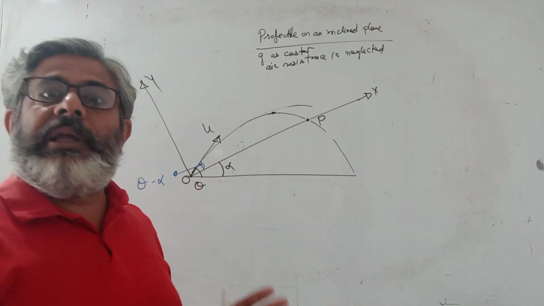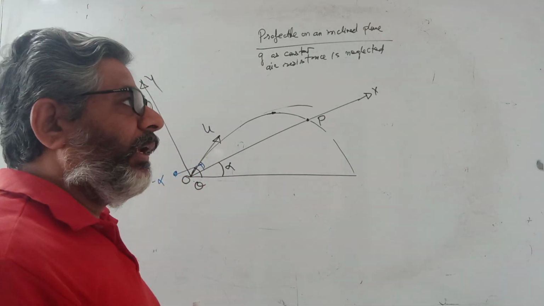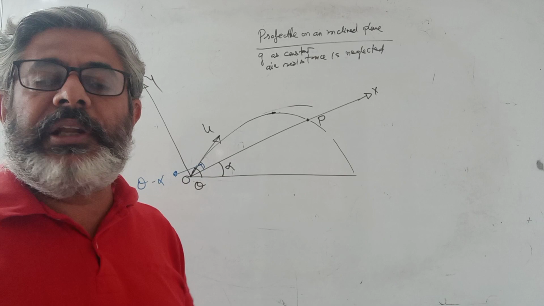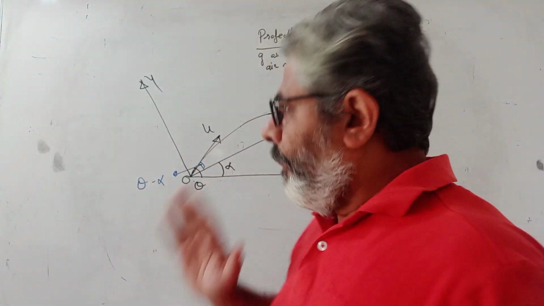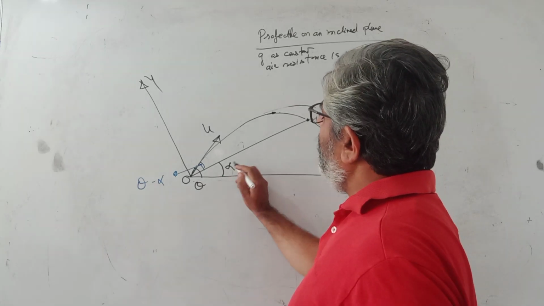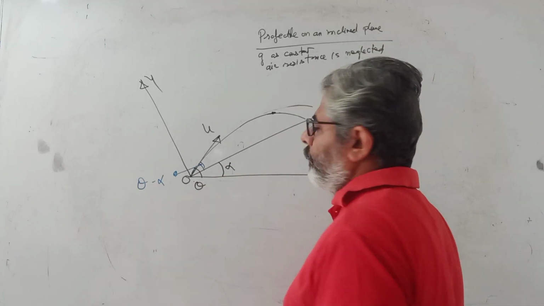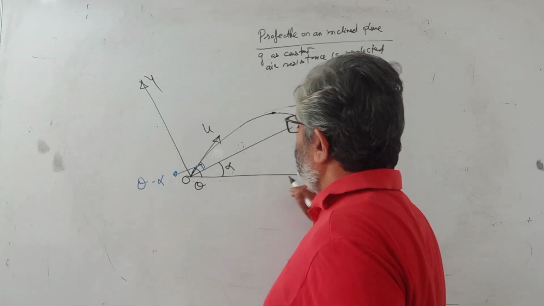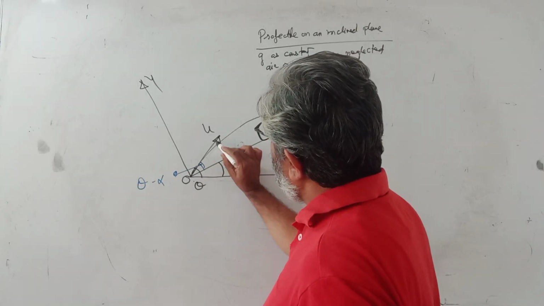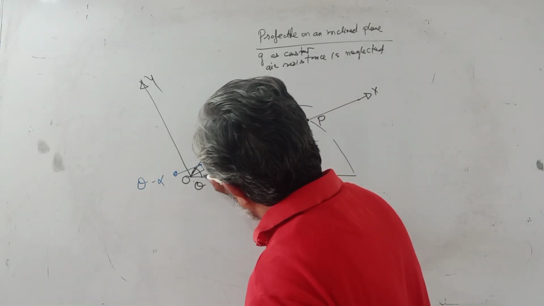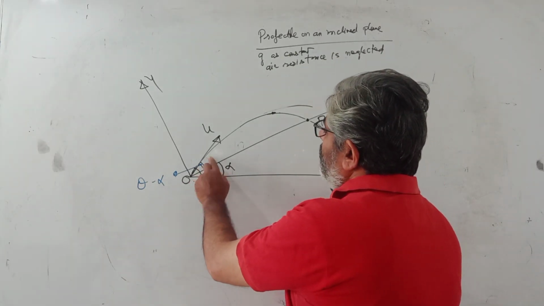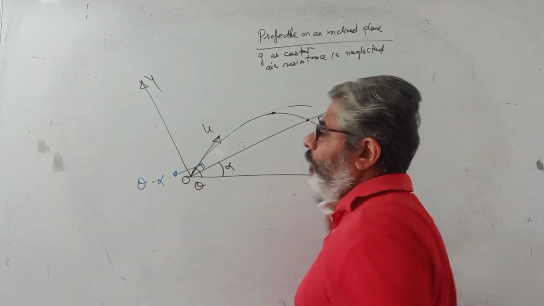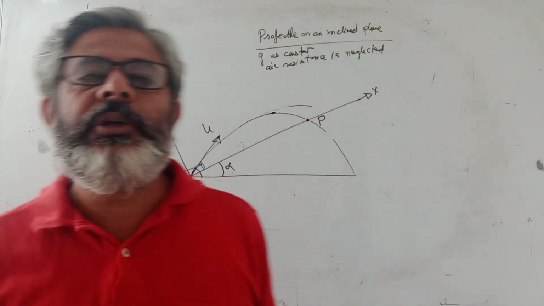Sometimes we think that the projectile is aware that this inclined plane has come, so I should change my motion or trajectory, my way of movement, which is not correct. But what is important here is that this inclined plane makes an angle alpha with the horizontal, and when I am throwing this projectile, it makes an angle theta with this horizontal. Therefore, with this inclined plane, it is making an angle of theta minus alpha. Are you clear about this?